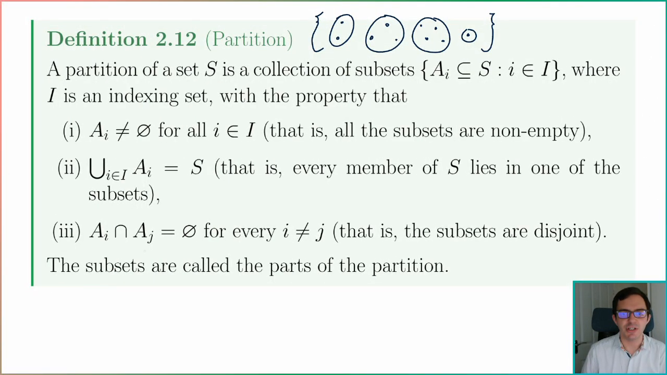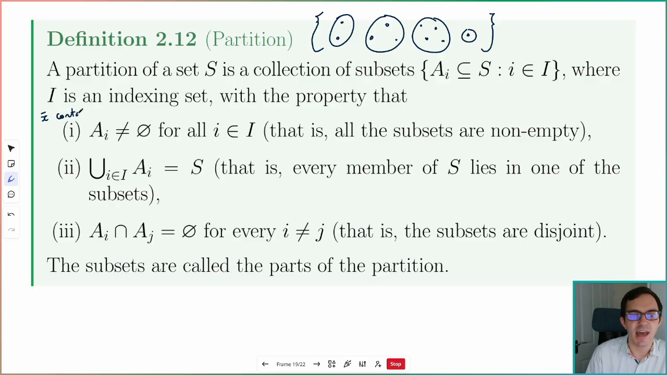So looking at the definition, we need to check that for our equivalence classes, that none of them are empty. And that's just a matter of saying, well, the equivalence class x bar, for example, contains x. So that's all right then. It's not empty, it contains x.